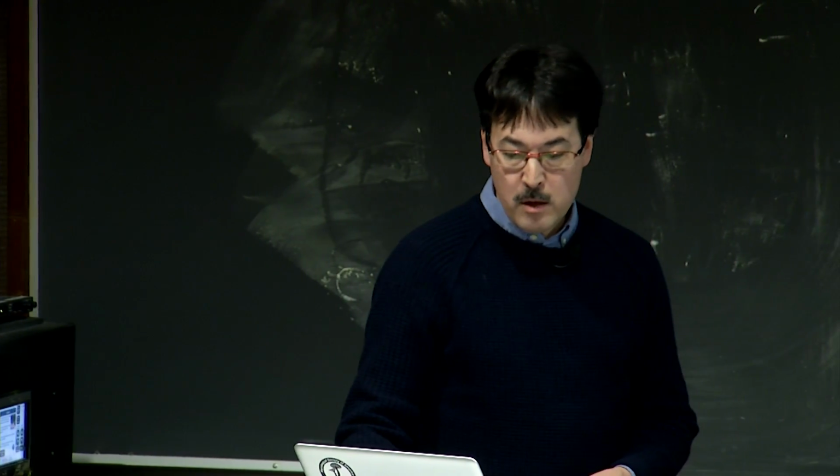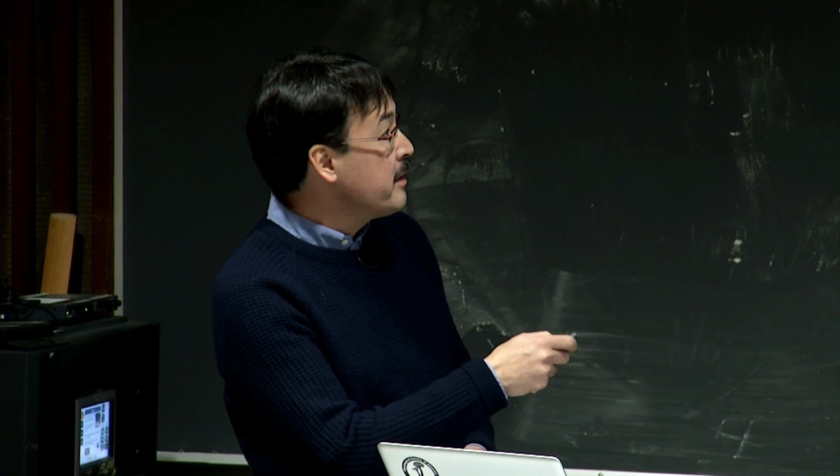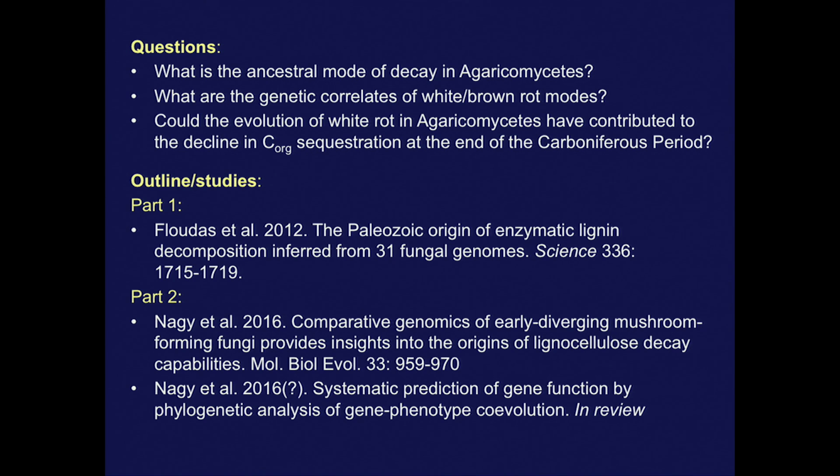Okay? So with that introduction, the general questions that I'll address today are: what's the ancestral mode of wood decay in agaricomycetes? What are the genetic correlates? And really the big question, or a big question, is could the evolution of white rot have contributed to this Permo-Carboniferous crash in carbon sequestration? There'll be two parts to the talk. One is going to be based on a somewhat old paper now that some of you have heard me talk about before, and then the second part will be on some newer stuff.